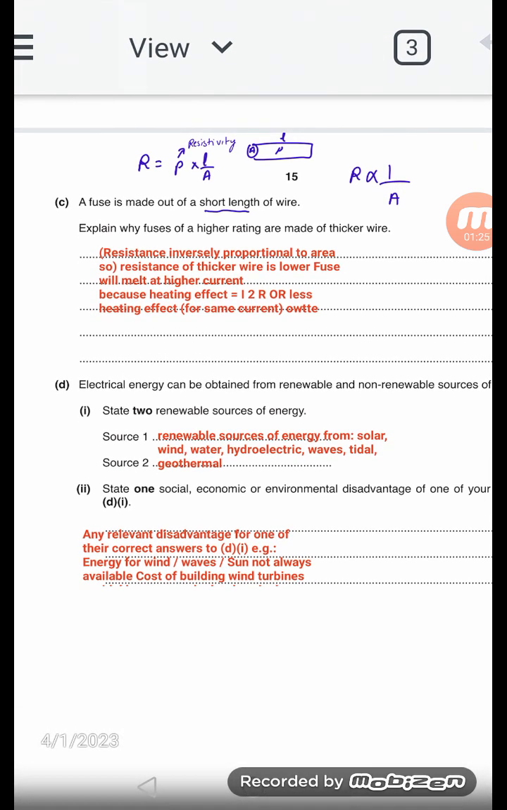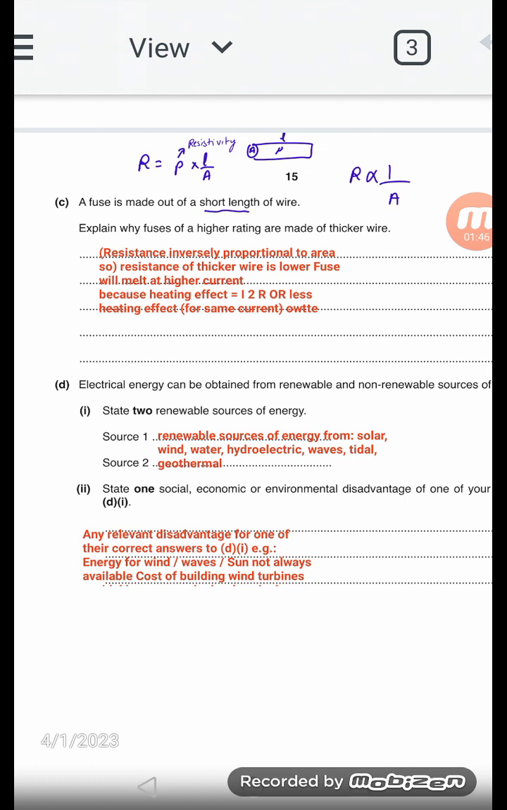If the wire is thick, then what happens? The resistance will be what? The resistance of thicker wire is lower, and lower means the fuse will melt less easily, at high current, because the heating effect is I squared R. If there is less heating effect for the same current, what does it mean?